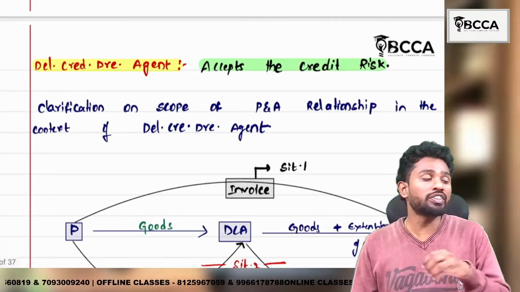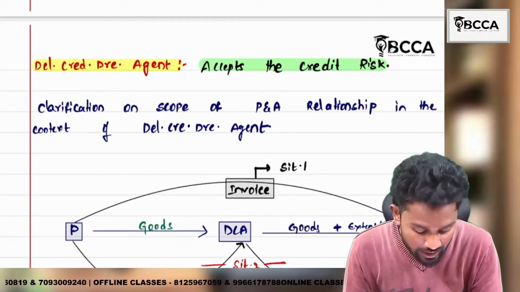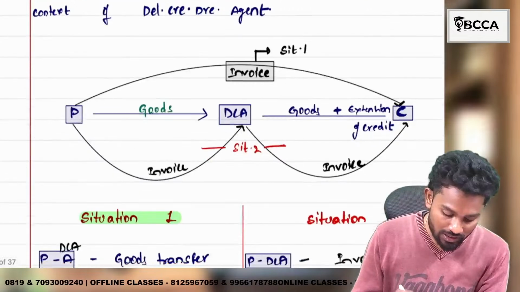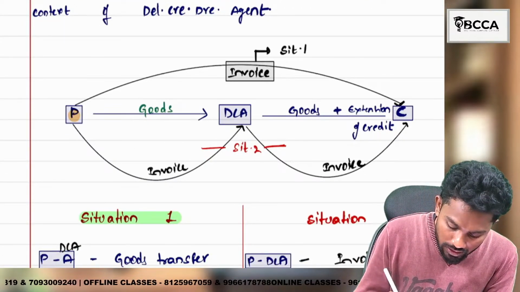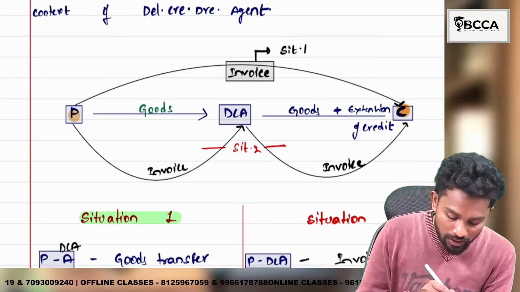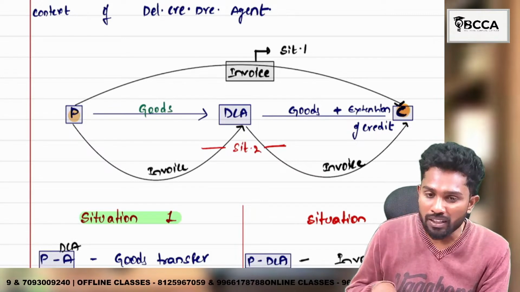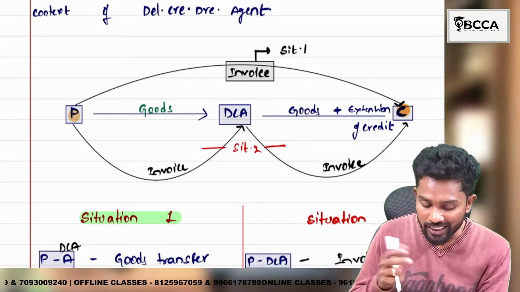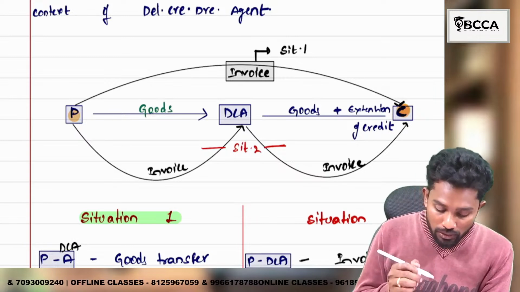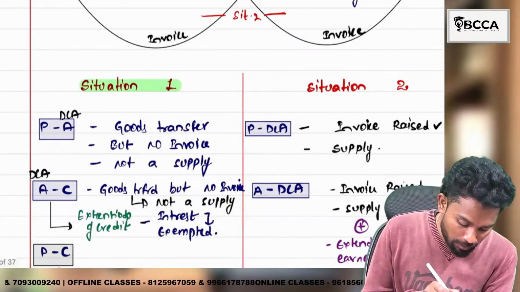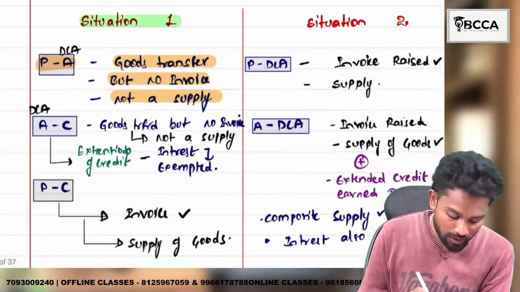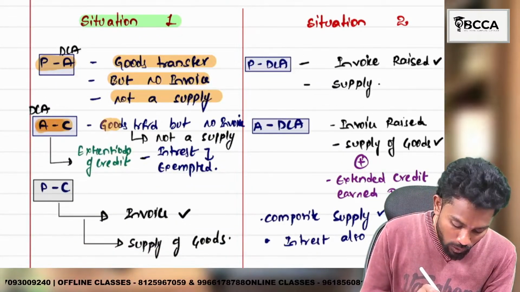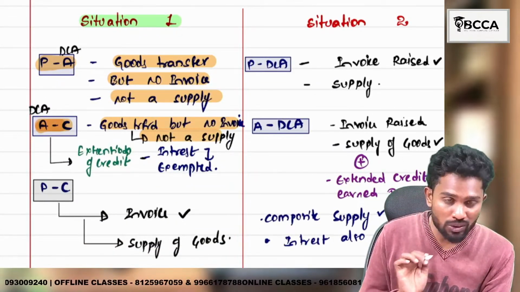Then based on this, we have discussed the declaratory agent related clarification, which says that if principal raised invoice directly in the name of customer, then there is a supply only between principal and customer. In between the DCA and customer, there is no supply. So in situation 1, between principal and agent there is only goods transfer but no invoice, hence not a supply. Between agent and customer, goods transferred but no invoice, hence not a supply.